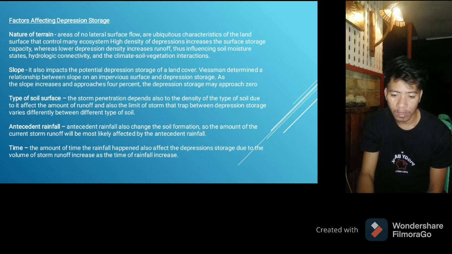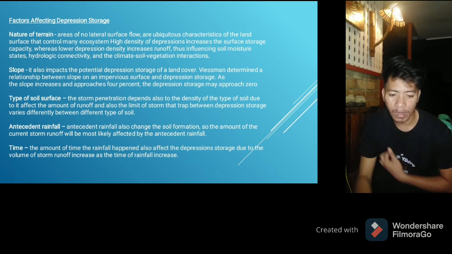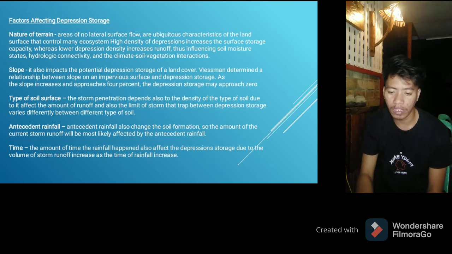Antecedent rainfall. Antecedent rainfall also changes the soil formation, so the amount of current storm runoff will most likely be affected by antecedent rainfall. Time. The amount of time the rainfall happened also affects the depression storage, due to the volume of storm runoff increasing as the time of rainfall increases.